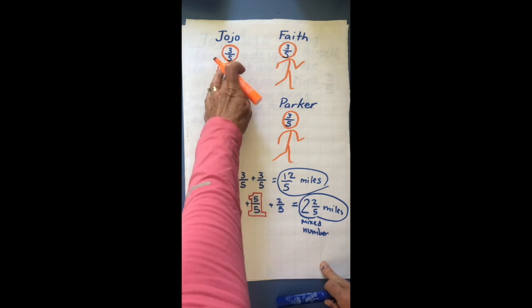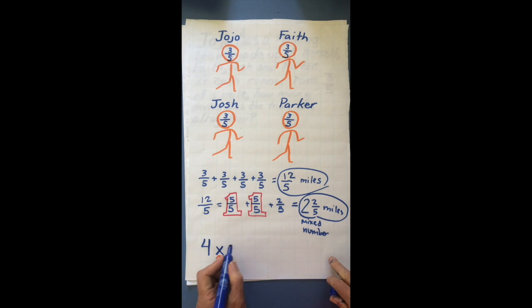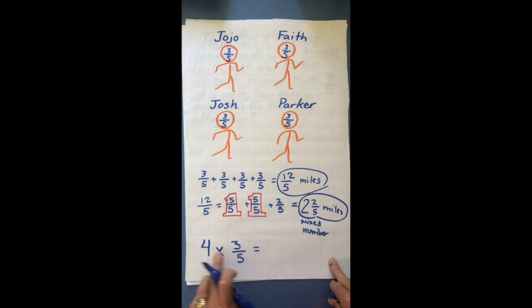4 groups of 3/5. So I'm going to write 3/5. And then I'm going to do my song. But first, I know this is going to be the multiplication song, but if I do the multiplication song with fractions, both numbers have to be fractions. So I'm going to make 4 holes into a fraction by just making the denominator 1.